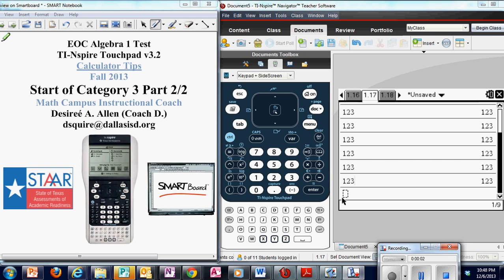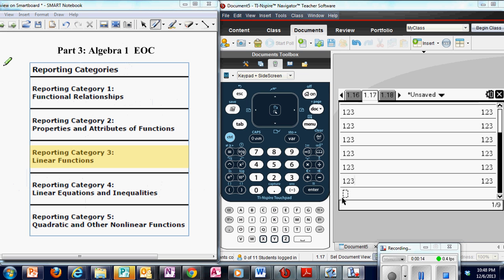Hey everybody, it's Coach D again, and we're on to the fourth video, part 2 of category 3 for TI Inspired Touchpad Calculator tips on released Algebra 1 STAAR EOC questions. Category 3 deals with linear functions, but we will still incorporate what we've learned from categories 1 and 2.